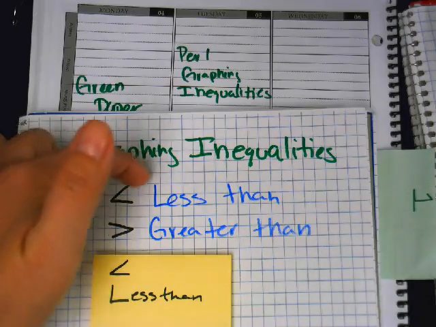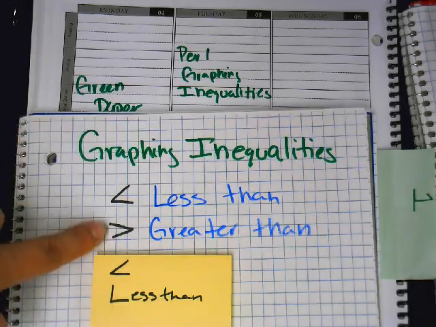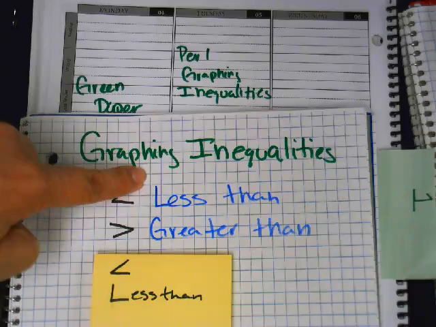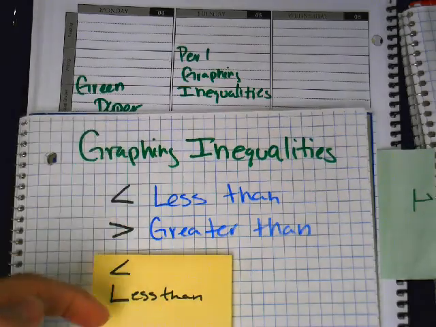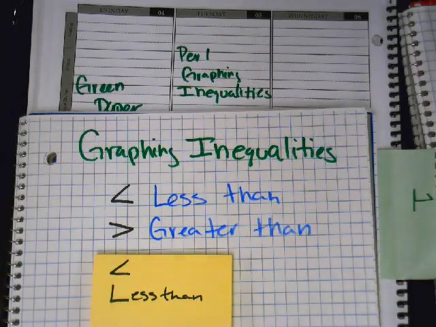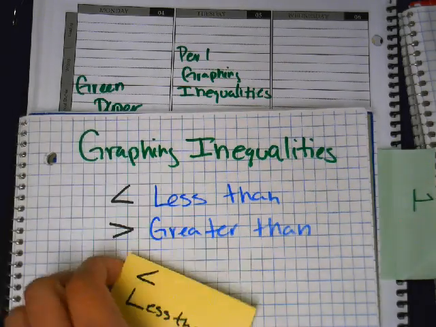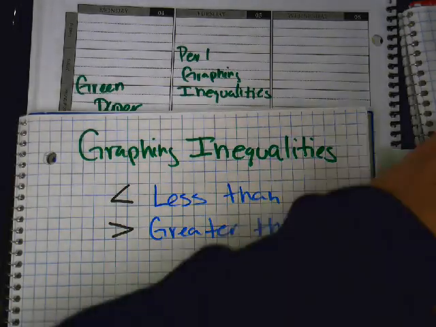So the one that looks more like an L, not this one. This one's totally opposite of the L. The one that looks like an L is the less than. So if your high school teacher asks you what this one is called, you should know immediately it's less than because it's the one with the L. Or you already have it memorized. Cool, very good.